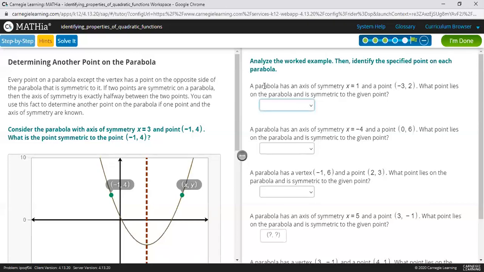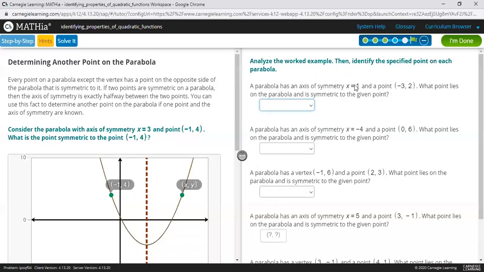So here in my example, I have a parabola that has an axis of symmetry of 1 and a point (-3, 2). What point lies on the parabola and is symmetric to the given point? So if my axis of symmetry is 1, how far is -3 from 1? Well, if you think about a number line, -3 from 0 is 3 units far. So if we go 1 more to 1, it's 4 units.